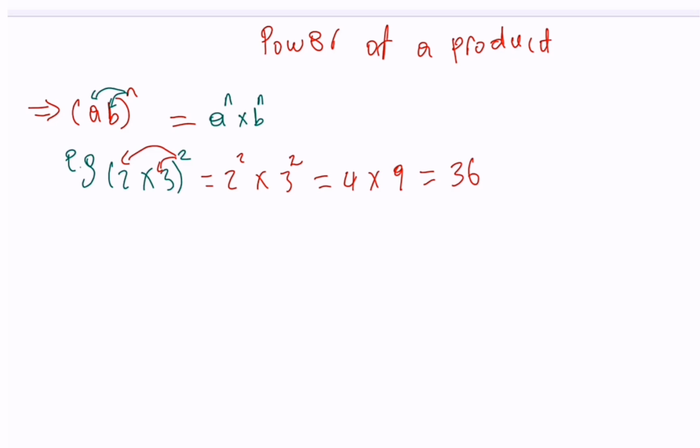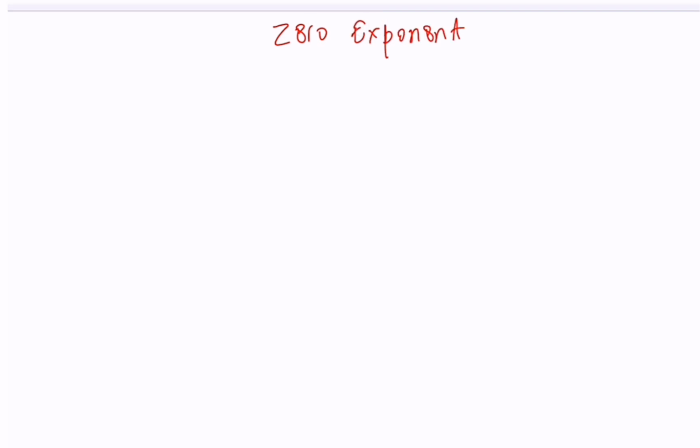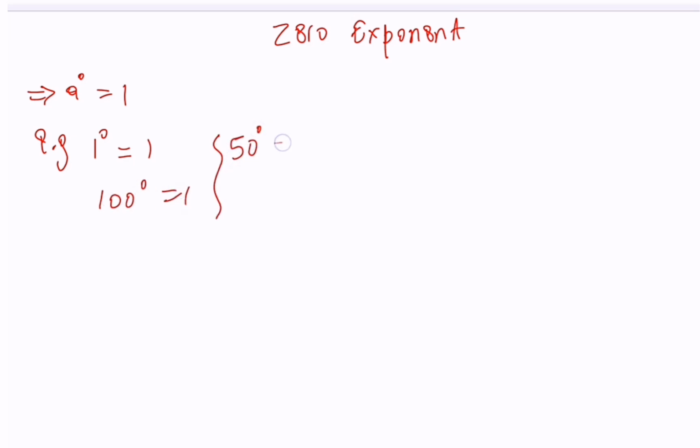Let us go to another one. You already know this one, guys. Let me just write it. It's the zero exponent. Any non-zero number raised to the power 0 is equal to 1. It's usually represented in this notation: a to the power 0 is equal to 1. For example, 1 to the power 0 is equal to 1. 100 to the power 0 is equal to 1. 50 to the power 0 is equal to 1. Any number raised to the power of 0 will always be equal to 1.